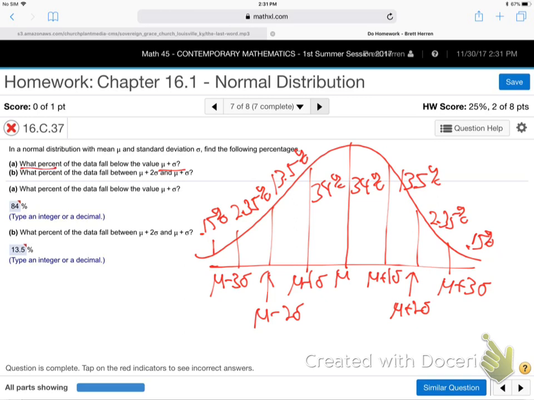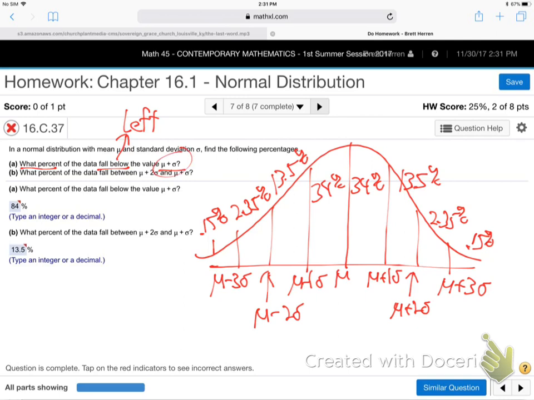What percent, so percents are up above, is below? Below means left. You guys understand the below above thing? If you're watching the football game, you know, below means what happened before, above means what happens later, to the right. Below is to the left, above to the right.